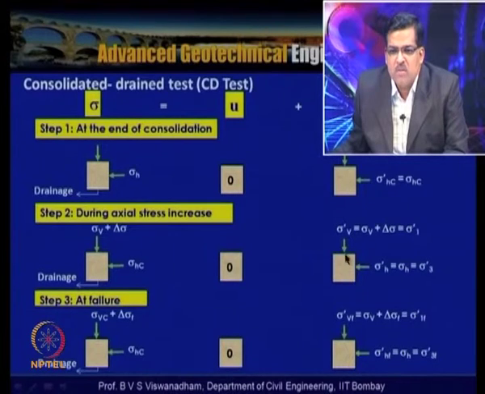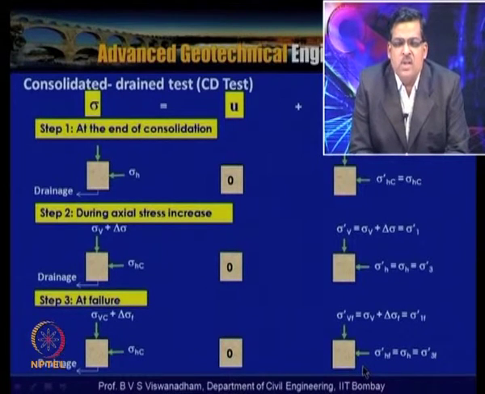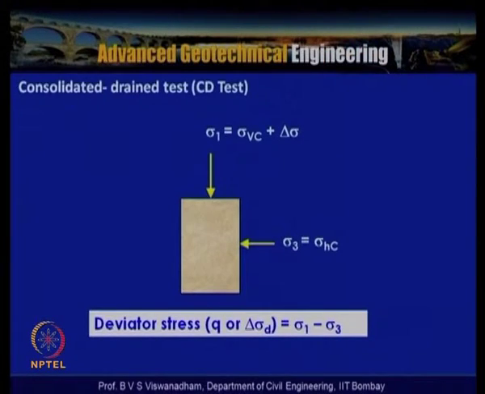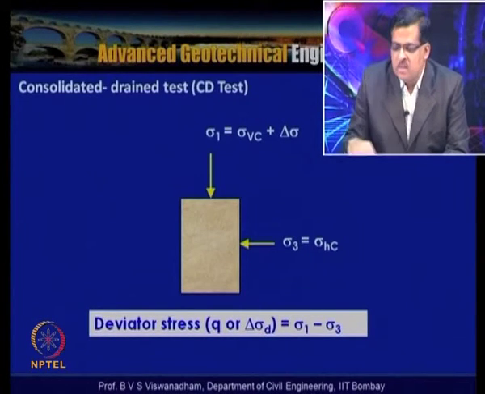In that situation, then we have sigma v dash is equal to sigma v plus delta sigma is equal to sigma 1 dash. So sigma dash h is equal to sigma 3 dash. At failure, delta sigma turns out to be delta sigma f, then sigma hc remains constant, and the pore water pressure again remains constant. At failure, then sigma dash vf is equal to sigma v plus delta sigma f is equal to sigma dash 1f, that is the failure, and sigma dash hf is equal to sigma dash h is equal to sigma dash 3f. So this is the principal stress in the radial direction at failure, and sigma 1 dash f is the major principal stress direction. So sigma 1 is equal to sigma vc plus delta sigma, and sigma 3 is equal to sigma hc. The deviator stress is given by q, or delta sigma d is equal to sigma 1 minus sigma 3.